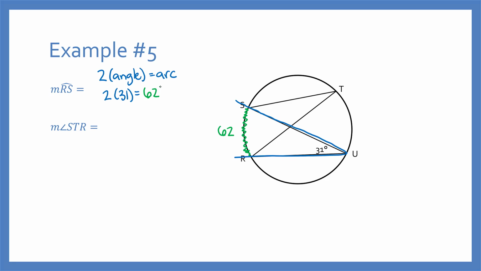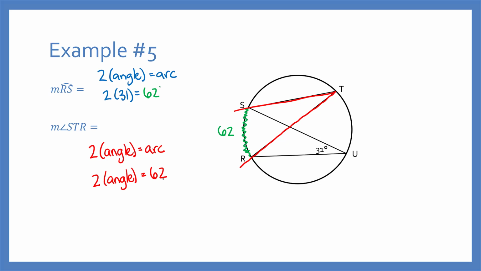The next part wants us to find the measure of angle STR. So here's STR. That angle intercepts the arc SR. So again, 2 times my angle equals my arc. We want to know the angle measure, and we know the arc is 62 degrees. Divide each one by 2, and the angle is 31 degrees.